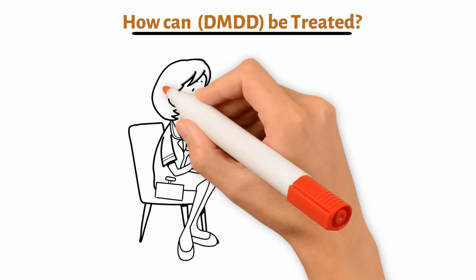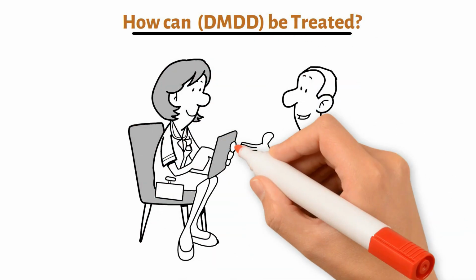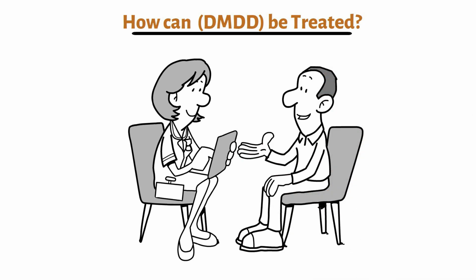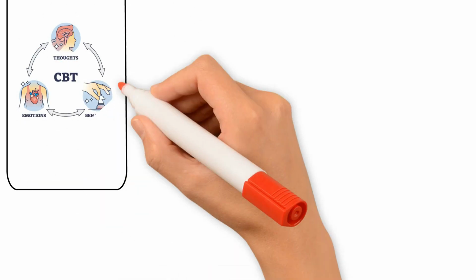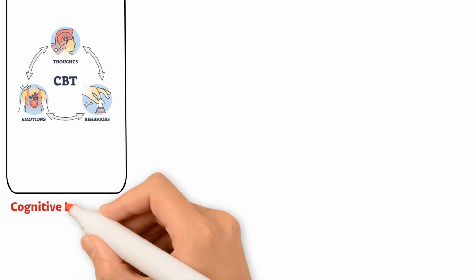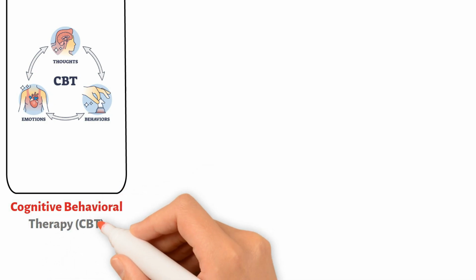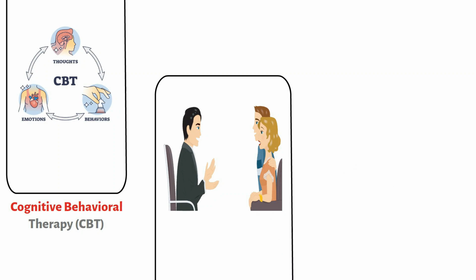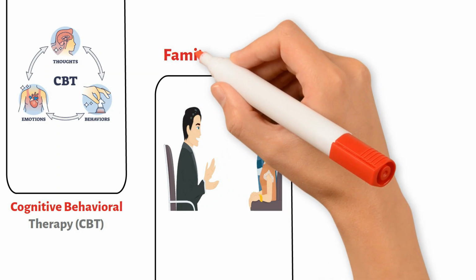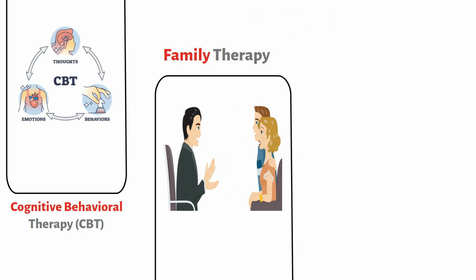Friends, the treatment of Disruptive Mood Dysregulation Disorder, DMDD, is done through a mental health psychiatrist. So, let's see. Cognitive behavioral therapy, CBT. Through this therapy, children learn to recognize their emotions and express them positively. Next, family therapy. Family therapy helps the entire family understand the child's condition and interact with them in a better way.